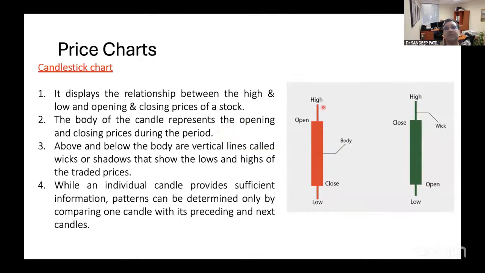Again, the philosophy is the same. It shows you the low of the day, high of the day, open and close. The color of the candle changes according to how the price closes. If the price closes below the opening price, the candle will look red, and if the close is above the open, then it will be green. Then it also has vertical lines called wicks and shadows. The wicks and shadows show how much the price has fluctuated. So that's how the candlestick chart looks.